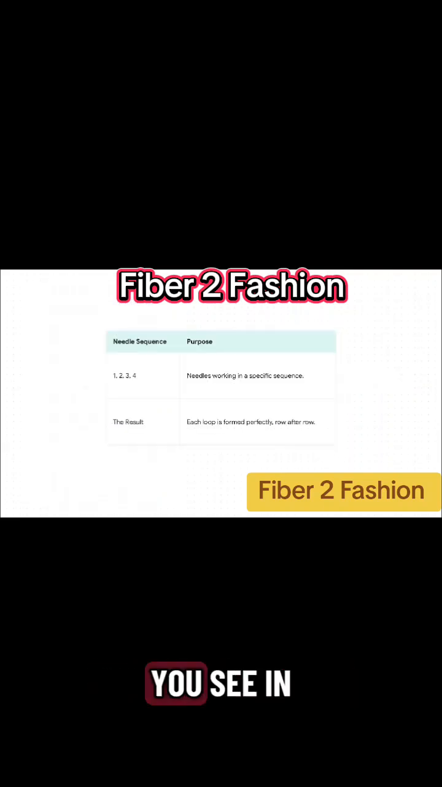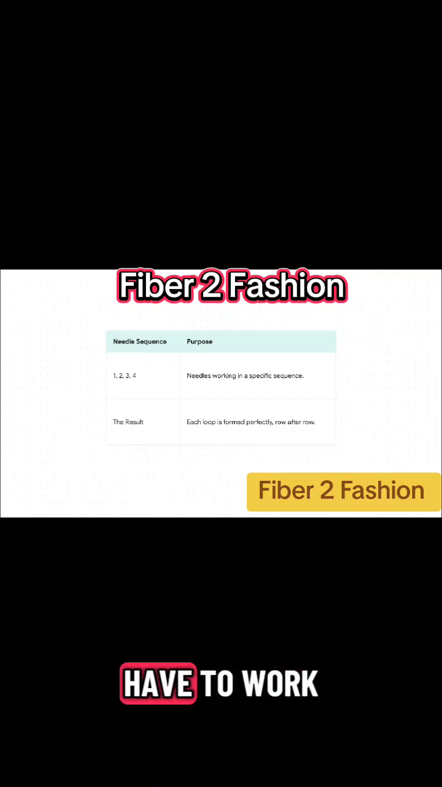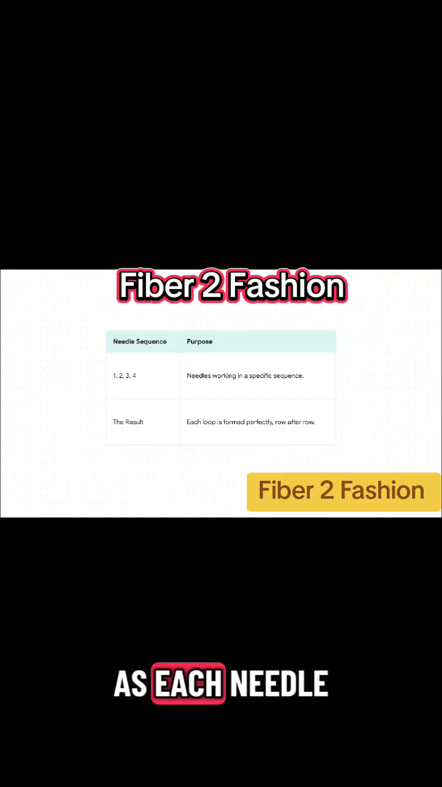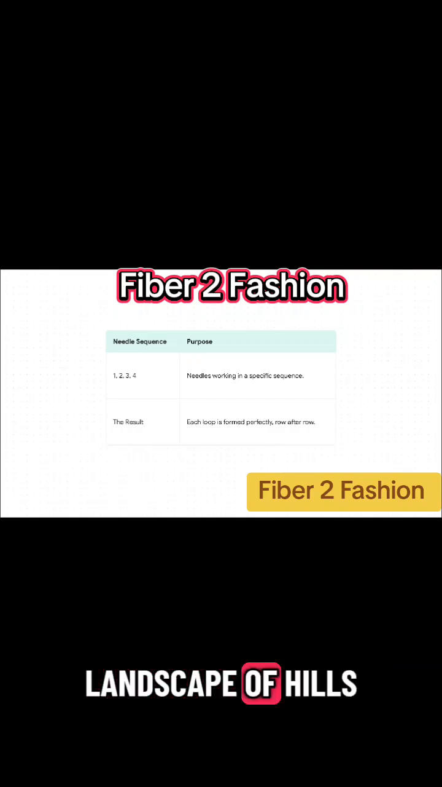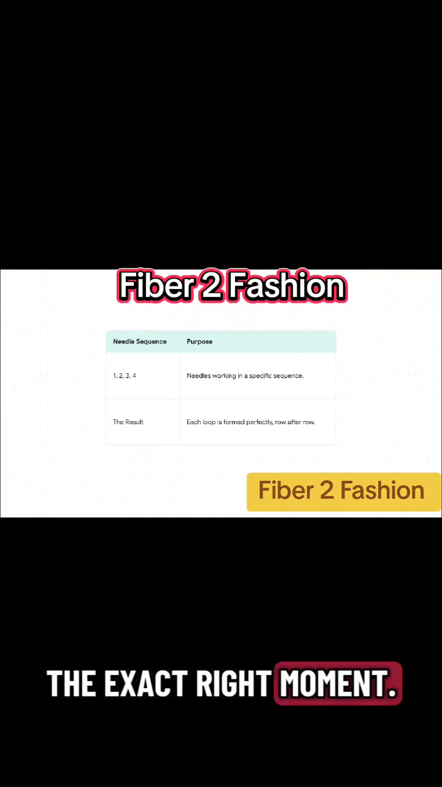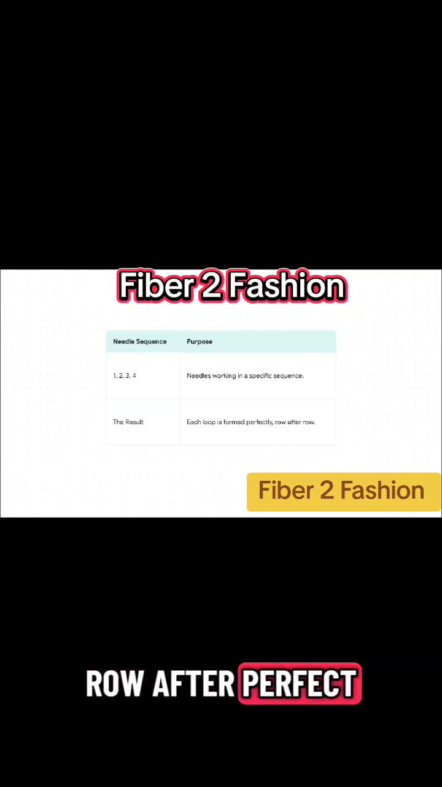So those numbers you see in the grid, 1, 2, 3, 4, they're not random. They correspond to specific needles that have to work in a perfect sequence. This makes sure that as each needle travels over that landscape of hills and valleys we just talked about, it does its job at the exact right moment. And that's how you get those flawless loops, row after perfect row.